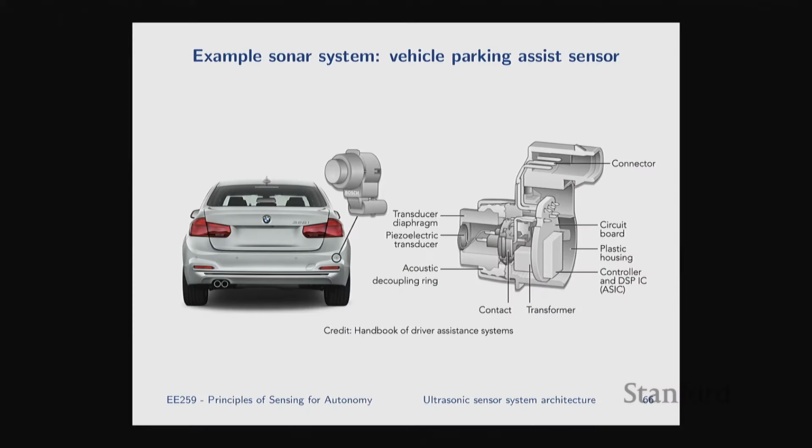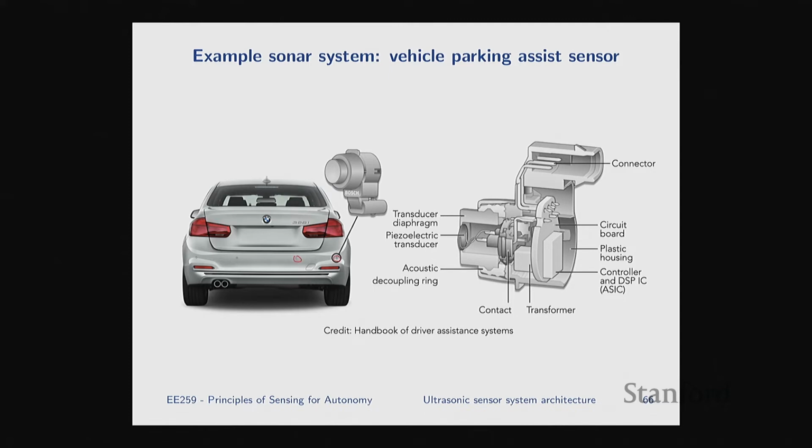So here's an example. I think we've all seen these ultrasonic sensors in the bumpers of the cars that are used for parking assist. So these are the tiny, circular indentations that you see. There's usually 4 of them on each bumper. So those are ultrasonic sensors.